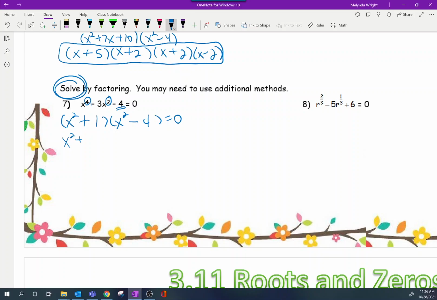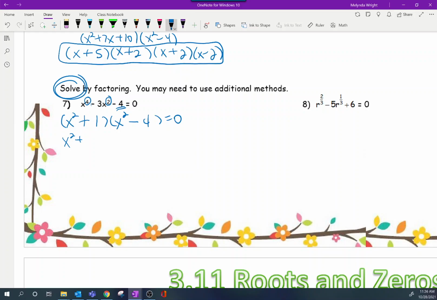Oh, this little guy can be factored some more. So x plus 2, x minus 2 equals 0. So we'll set those bubbles equal to 0. So we've got x squared equals -1, square root both sides. So x equals plus or minus i. And then x equals -2 and x equals 2. And those are our 4 answers.